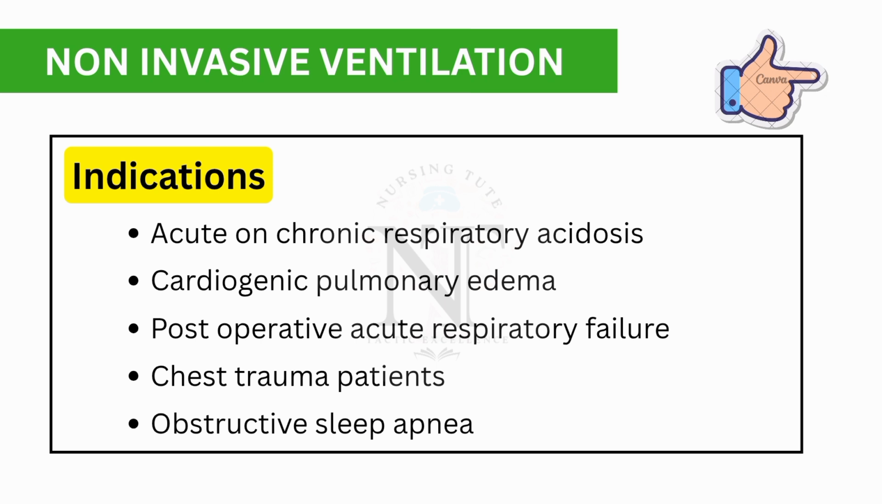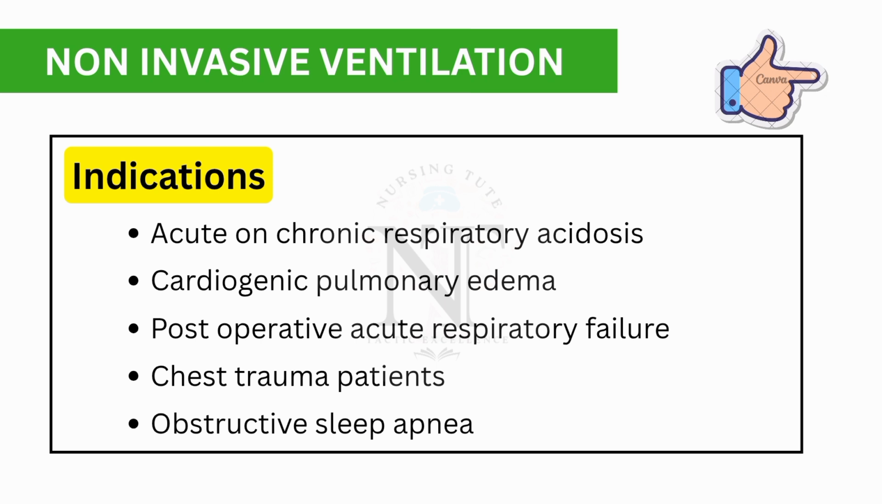And indications for non-invasive ventilation. First one is acute or chronic respiratory acidosis. In conditions like COPD, a patient goes into exacerbation. That means the patient experiences hypoventilation, which means CO2 will accumulate in the lungs, right? So we have to eliminate excess CO2 in this patient. In this case, NIV such as BiPAP is the best choice.